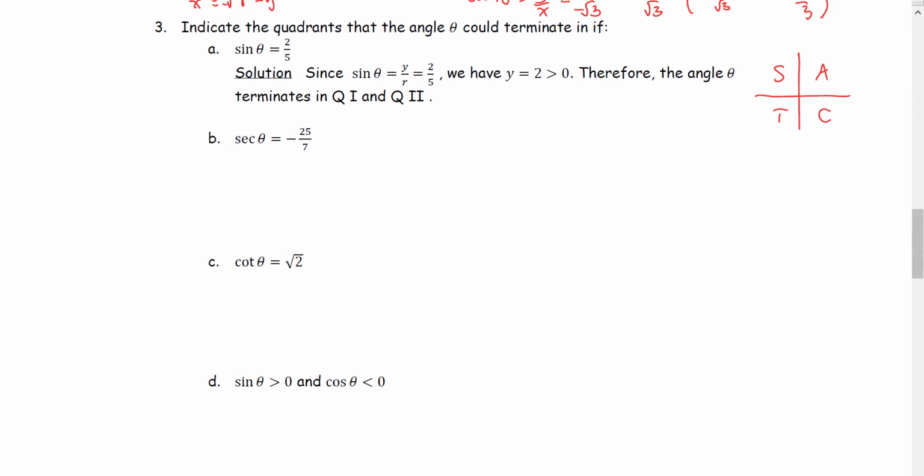Next one, part B. Secant theta is negative 25 over 7. By definition, the secant theta is the reciprocal of the cosine theta, which is x over r. Now we take the reciprocal to get r over x. That gives us r is 25, which is always a positive number, and x is negative 7. In this case, x is less than 0. If x is less than 0, the angle theta will be in quadrant 2 or quadrant 3.